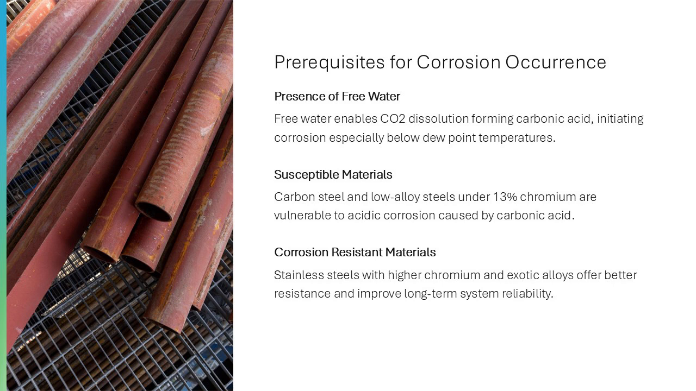Carbon steel and low-alloy steels with less than 13% chromium are highly vulnerable to CO2 corrosion. These materials lack sufficient resistance to acidic environments created by carbonic acid. In contrast, stainless steels with higher chromium content or exotic alloys offer better resistance and are often employed in systems where CO2 corrosion cannot be mitigated through operational controls. Recognizing these prerequisites is essential for designing effective prevention strategies and selecting appropriate materials for long-term reliability.